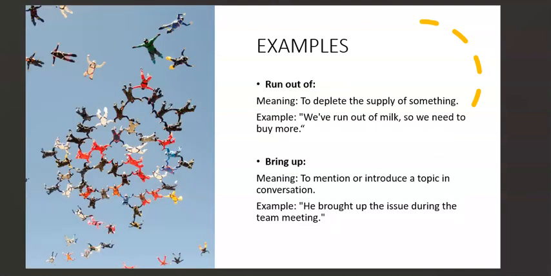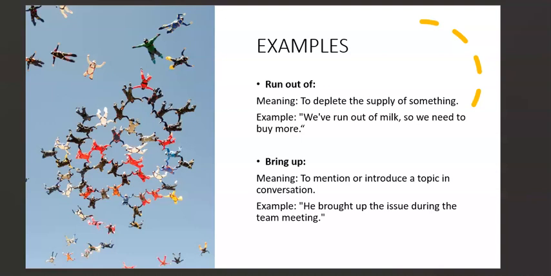Then I have other examples here. Run out of. This simply means to deplete. To deplete means finish or over. To deplete the supply of something. To finish the supply of something, okay? We've run out of milk, so we need to buy more. To run out of something means you've depleted something. I've run out of money, I don't have money. It means you've depleted your money, okay? So that is the meaning of run out of something.